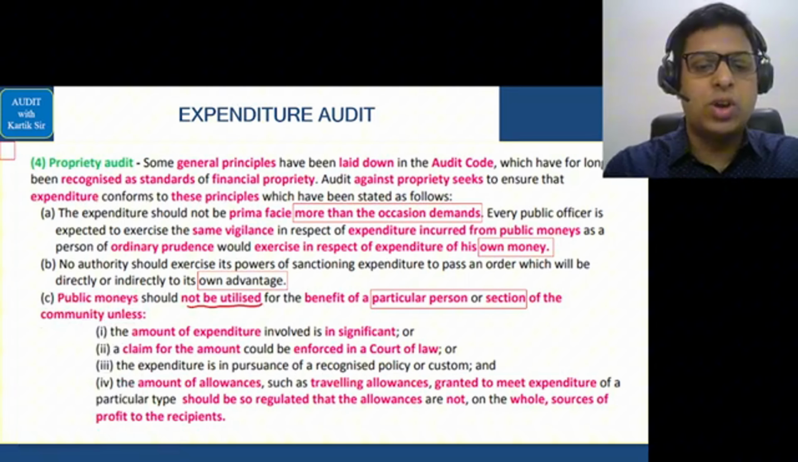What all questions can come from this local body part? So first is categories of grants. Categories of grants you will find here. You will see this general purpose grant, specific purpose grant, statutory and compensatory grant.